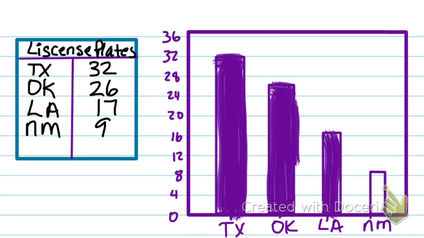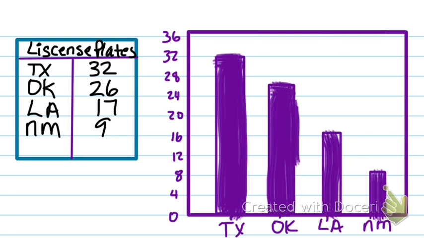You said Oklahoma was going between 24 and 28? Yes, right? Halfway between 24 and 28. Okay, so our bar graph would look something like this. This makes a good picture of our data where we can visually see, without even having to think about it, which state had the most license plates? Texas. Which had the least? New Mexico. We can also compare a little more mathematically.